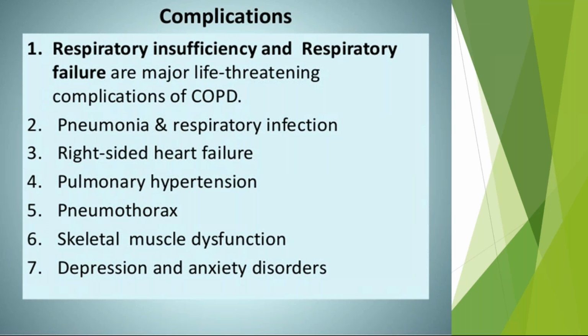Finally, coming to the complications, the main complication is respiratory failure, which is the most life-threatening complication of COPD. The next complications include pneumonia and respiratory infection, and right-sided heart failure. Chronic hypoxia leads to pulmonary vasoconstriction, which in turn leads to increased pressure in the right-sided vasculature, leading to right heart failure and pulmonary hypertension. Right-sided heart failure is known as cor pulmonale. Other complications include pneumothorax, skeletal muscle dysfunction, depression, and anxiety disorders.